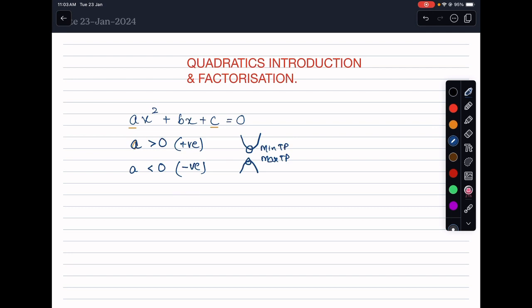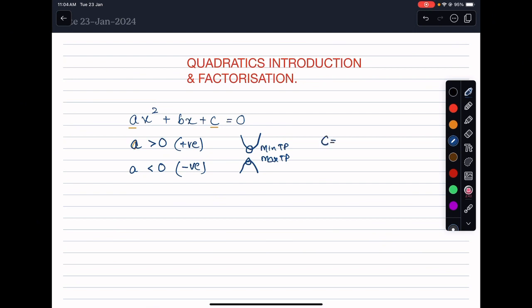So just by looking at the sign of the coefficient of x squared, a, we can tell the shape of the quadratic curve. If this a is positive, we can say that the curve is going to have a minimum turning point, and if this a is negative, then we say that the curve is going to have a maximum turning point. The c in the equation, let's move to c.